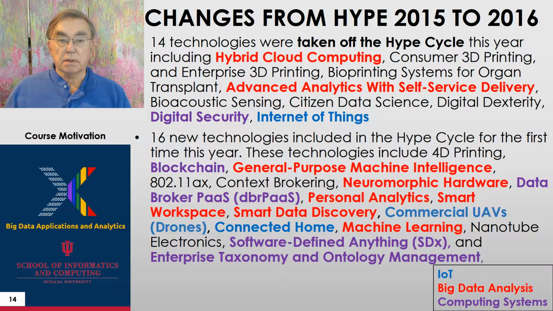So if you look at the differences from 2015 to 2016, there's a change of 2 in the number of technologies. In fact, 2 more. 14 were actually removed, including the last interesting cloud computing general category, hybrid cloud computing, the mix of public and private. General purpose 3D printing is now well established in both consumer and enterprise areas. And there's a funny thing here called advanced analytics with self-service delivery. I think that was just another very clever idea. Although both are good, analytics and personalization are both excellent.